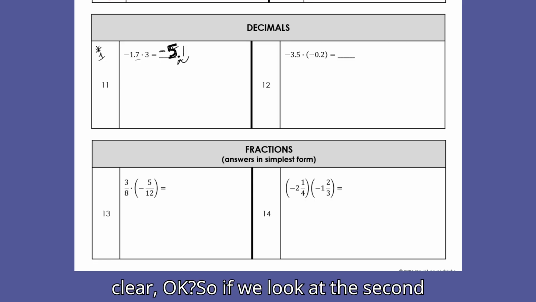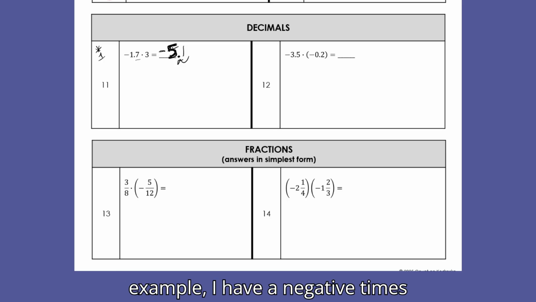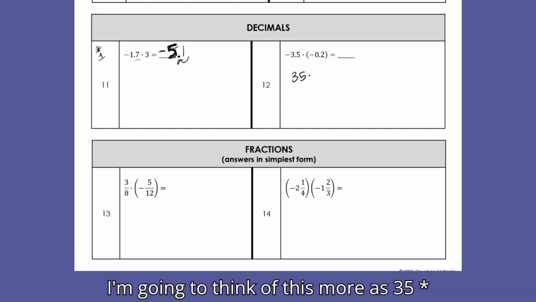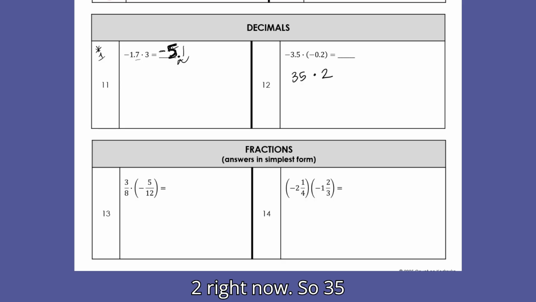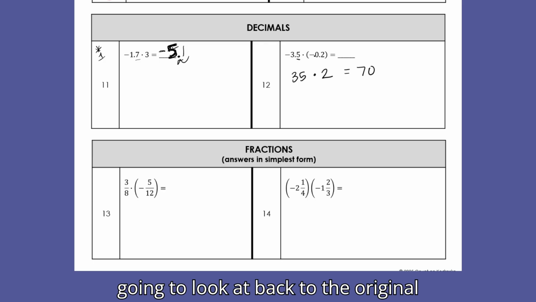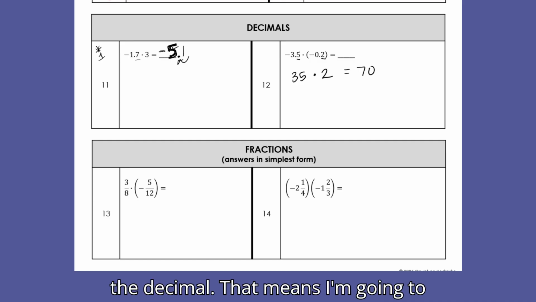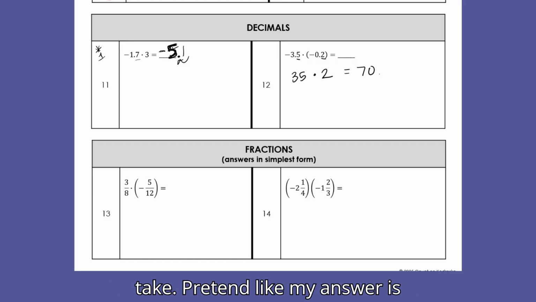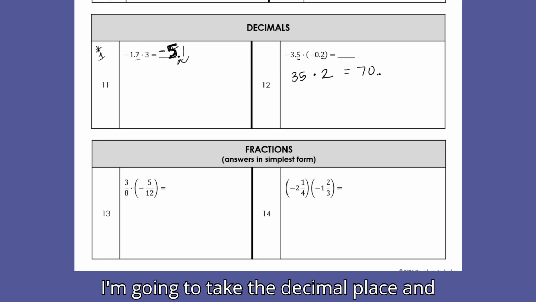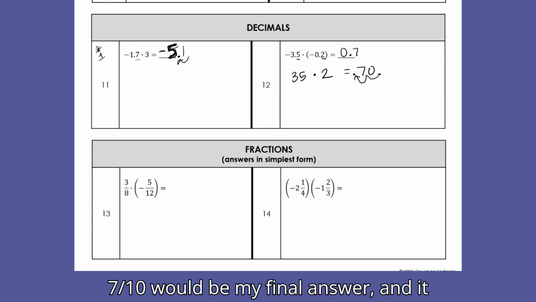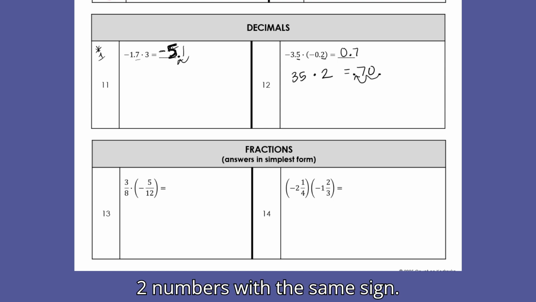If we look at this second example, I have a negative times negative, so my answer is going to be positive. I'm going to think of this more as 35 times 2 right now. So 35 times 2 is 70. And then I'm going to look back at the original problem. I have two place values in total to the right of the decimal. That means I'm going to pretend my answer is 70, but what I'm really going to do is take the decimal place and move it to the left 2 times. So my final answer would be 0.7 or 7/10, and it would be positive because I'm multiplying two numbers with the same sign.